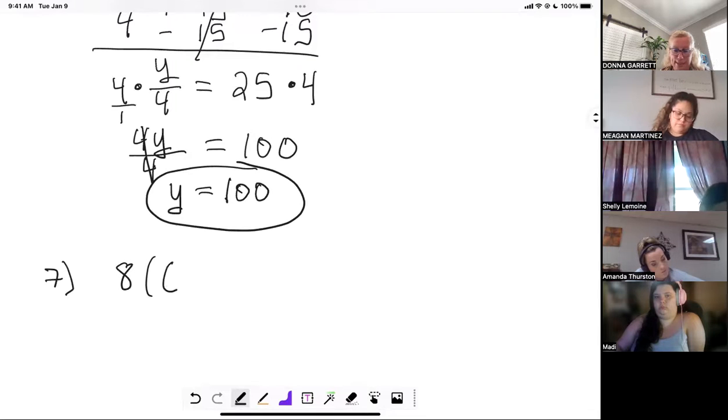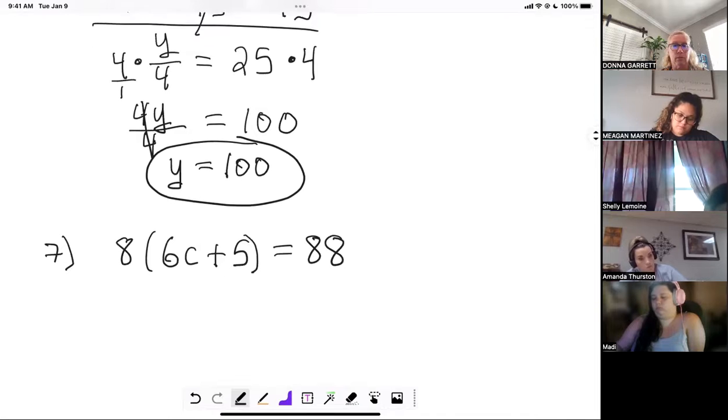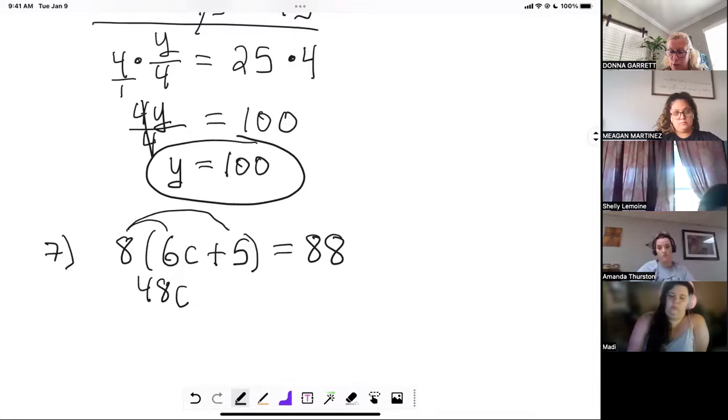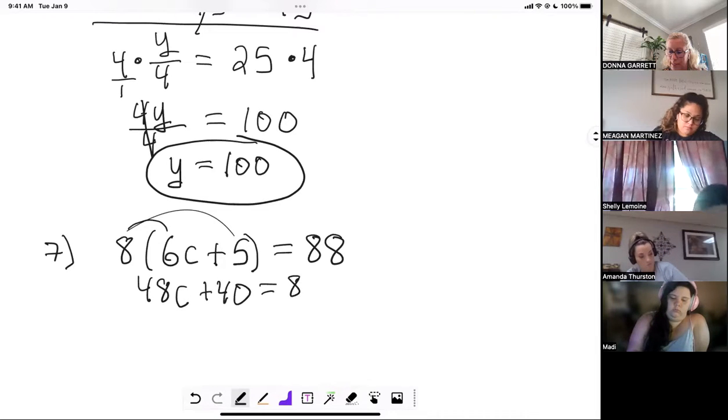8 parentheses, 6C plus 5, equals 88. Well, just looking at it, I have C on one side, so I don't really have a variable on both sides. There's nothing inside of parentheses that I could simplify, so I'm just going to distribute. Distribute the 8 to the 6. 8 times 6 is 48C. 8 times 5 is 40, is equal to 88.